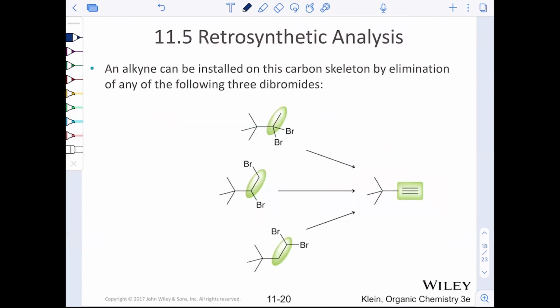There are 3 ways that we know how to make a triple bond. All of them involve the double elimination. And since we're making a terminal alkyne, we'll use a water workup. All right.